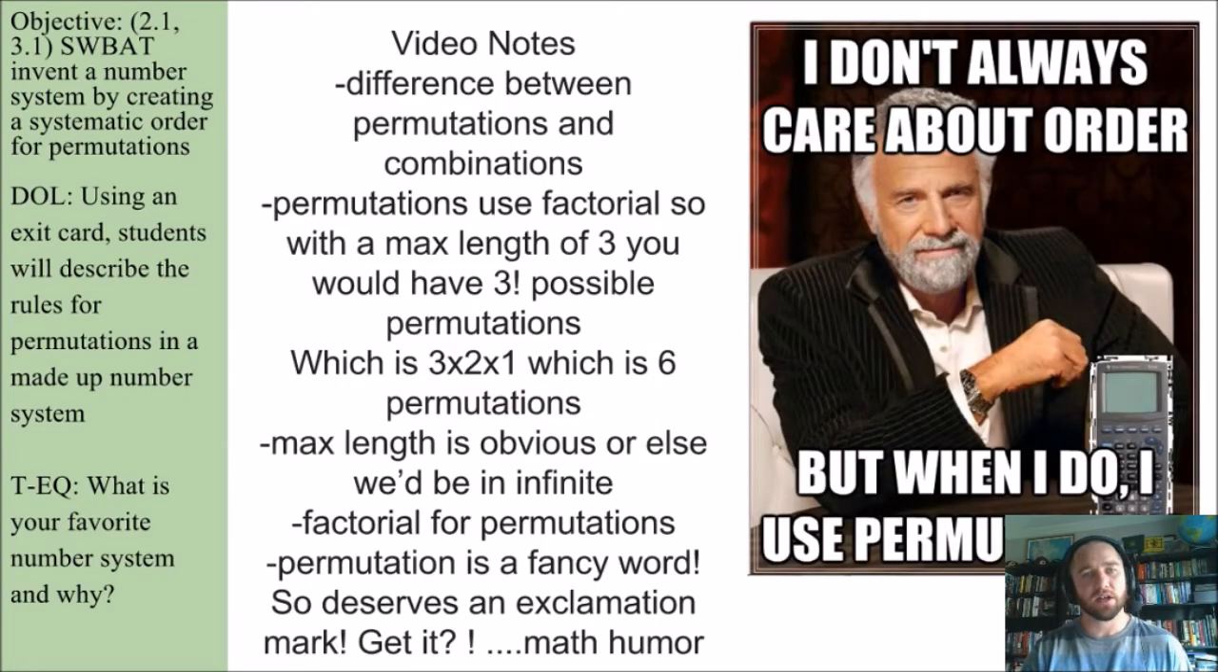Here are some video notes. The difference between permutations and combinations is covered. Permutations use factorial, so with a max length of 3, you would have 3 factorial possible permutations, which means 3 times 2 times 1, which is 6, so 6 permutations. The max length is obvious, or else it would be infinity. Factorial is always used for permutations, and permutation is just a fancy word, so it deserves an exclamation mark. Get it? Math humor.